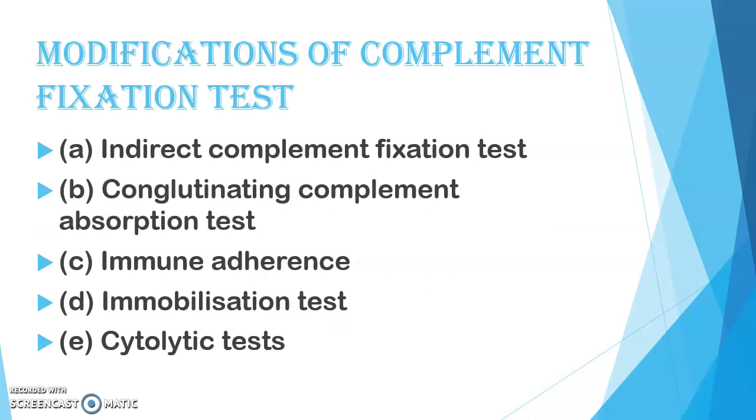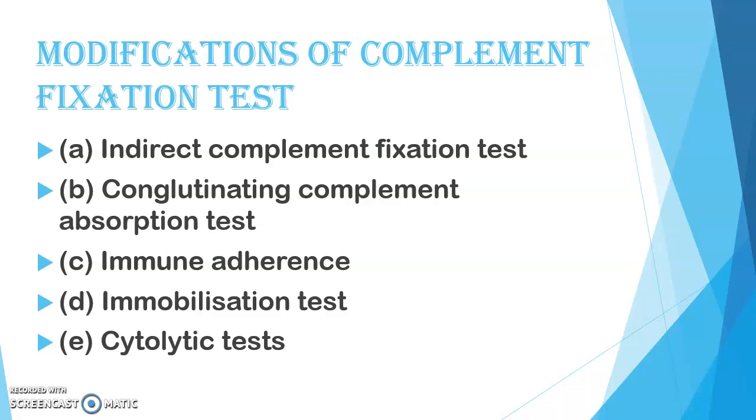Now, here are some of the modifications of complement fixation test. Here we study the first modification, the indirect complement fixation test. This modification is used when serum which does not fix guinea pig complement is to be tested. Here the test is set up in duplicates. After set 1, standardized anti-serum to antigen is added, and complement is added to set 1.